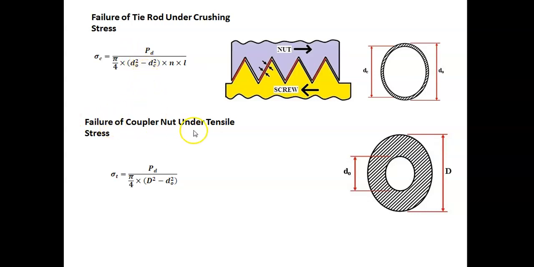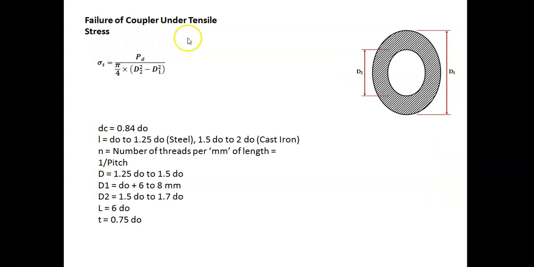Then step 4, failure of the coupler nut under tensile stress. Here capital D and small do are known from the empirical relations, and sigma t is calculated. Again check whether the sigma t value, that is the induced stress value, is less than the design stress value or not. Then step 5, failure of the coupler under tensile stress. Only 5 steps are given for the turnbuckle, and it is a comparatively smaller design procedure than the quarter joint or knuckle joint.